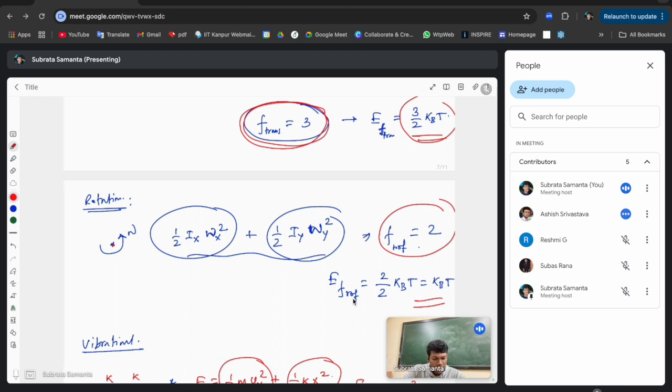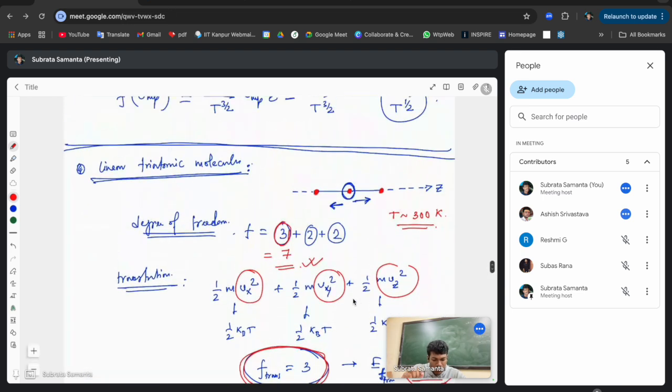Now the vibrational case, right? In this system of three atoms, if you think that these two are fixed, then only this one can vibrate, or if these two are fixed, only this can vibrate. So only one vibrational mode there, right? That is clear.